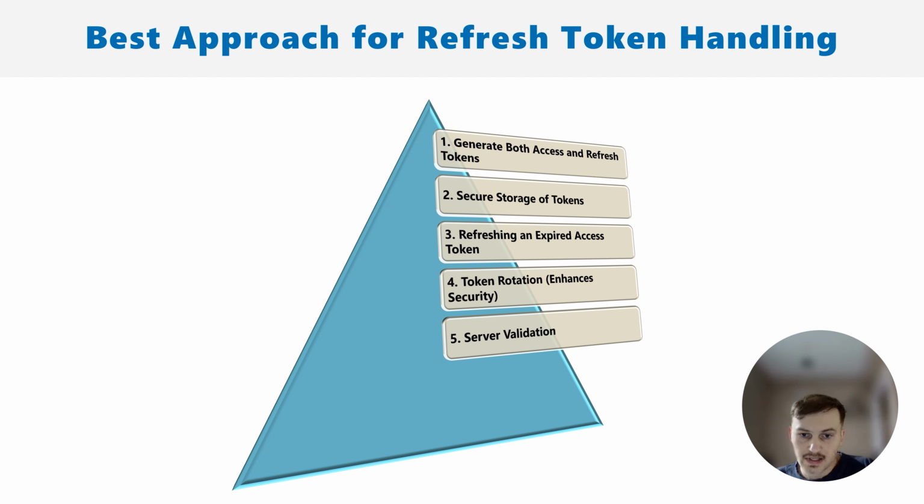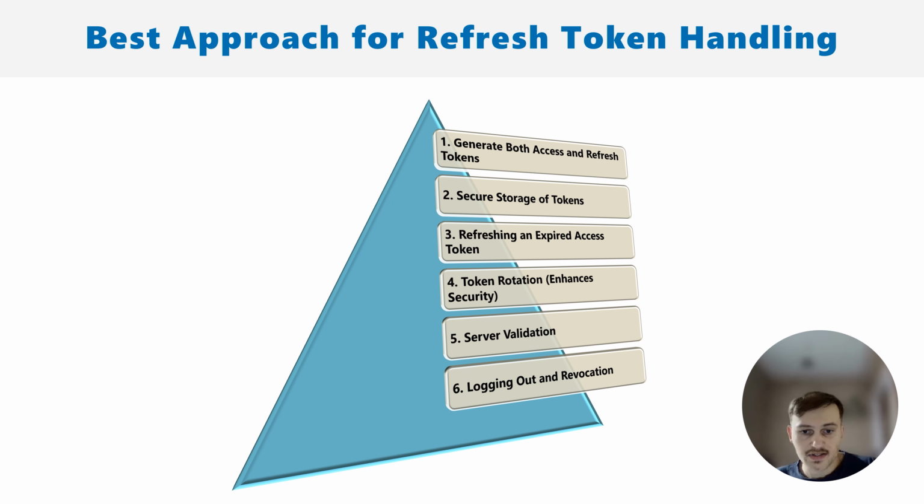So now let's talk about server validation. Set a short expiration for the access token, from 15 minutes up to 30 minutes. Set a longer lifespan for the refresh token, from 7 up to 14 days. After this period, the user needs to log in again for a new session.